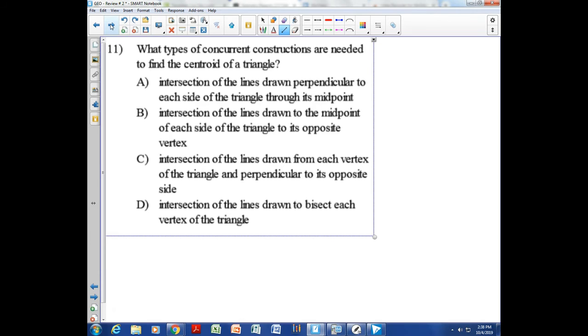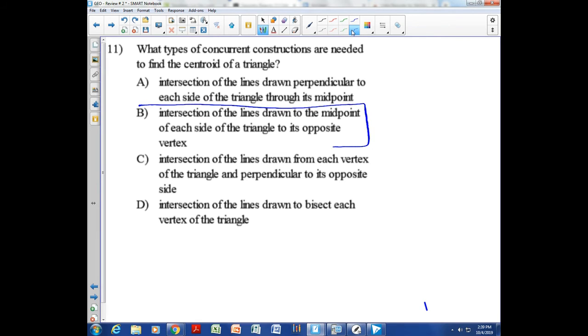Okay, so we learned about one point of concurrency thus far. And the only point of concurrency that we talked about thus far has been the centroid. So the centroid, what types of concurrent constructions are needed to find the centroid of a triangle? Well, the centroid of a triangle is the intersection of the lines drawn to the midpoint of each side of the triangle to its opposite vertex. That is right here. That is your centroid. Okay? That's the only one that we've really talked about thus far.